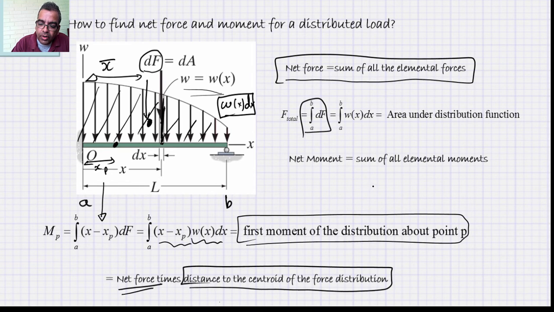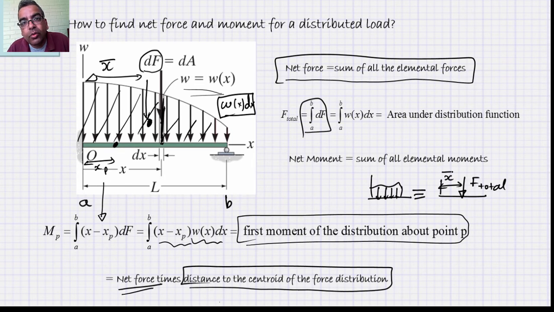So what we are going to do is take a distributed force like that and replace it with an equivalent concentrated load F total acting at the centroid. Where the equivalent load acts is called the line of action. This line of action, you obtain by calculating the centroid.